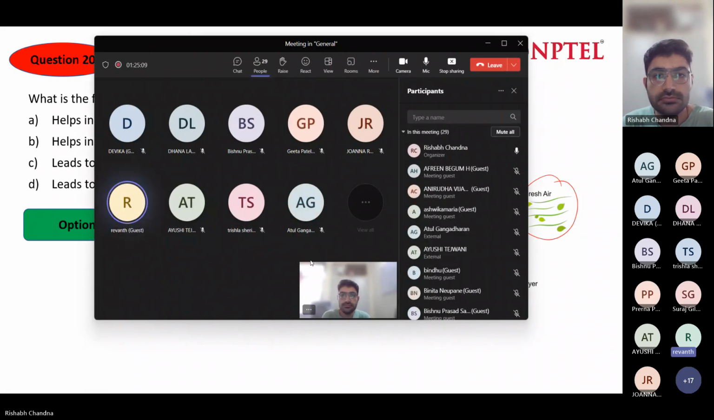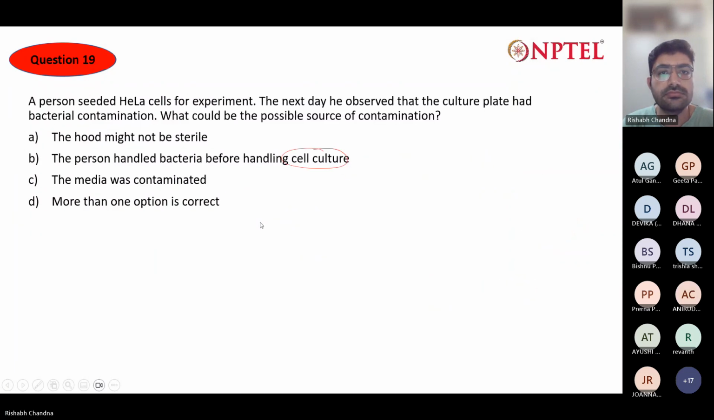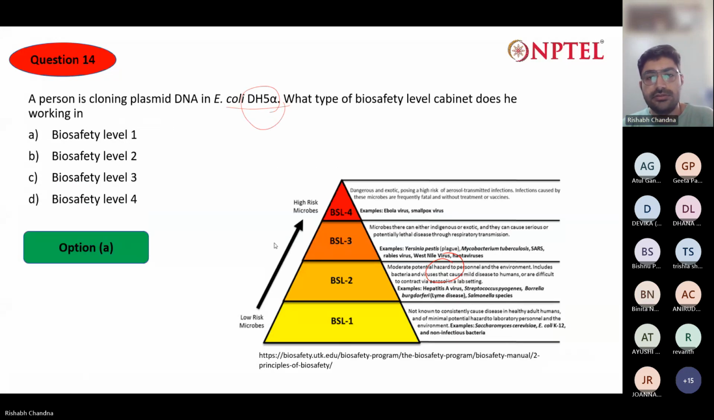Sir, could you please explain once again about the biosafety levels? Okay. So these are the biosafety levels. We grade them from 1 to 4. The lowest one is the low risk, and as we move to higher biosafety levels, the risk of working with the particular microbe increases.